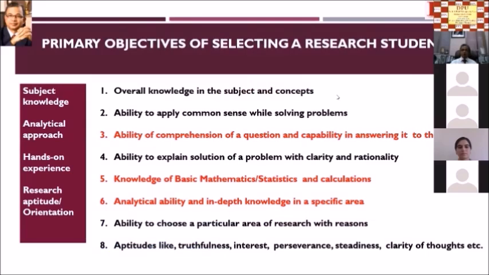Now let's look at the other side of it. The primary objectives of recruiting institutions for the selection of JRFs are very obvious, and there are some 8 points that I have listed here. You can go through these. However, the highlighted panel on the left summarizes the key qualities that are looked for in an aspiring PhD student, like subject knowledge, analytical approach, hands-on experience, research aptitude, and orientation. In some institutes, they also look for the mathematical abilities of the students.